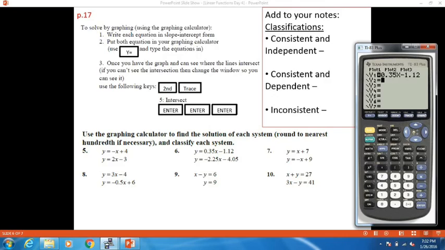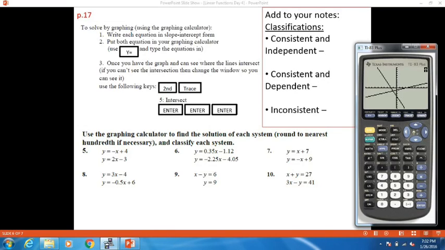And then for our second equation, we have our negative 2/2500ths x minus 5/5,000ths. So once you type them in, all you have to do is say that you want it to graph. We can see that point of intersection.